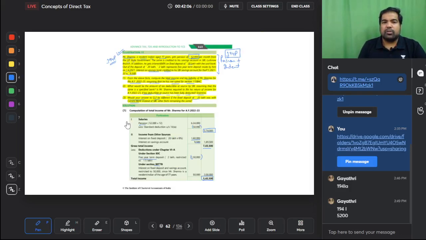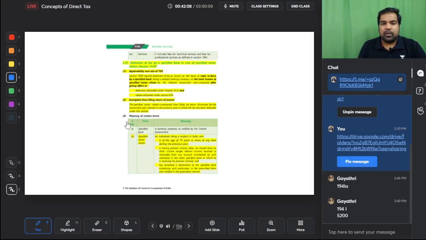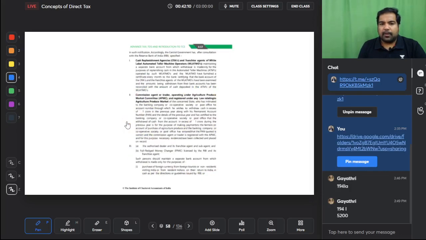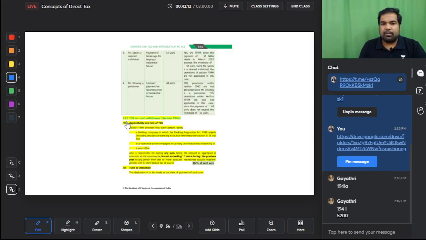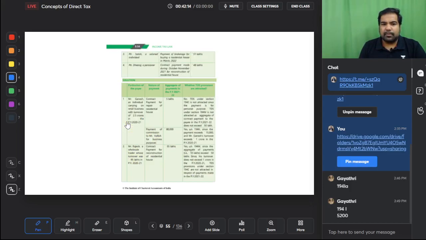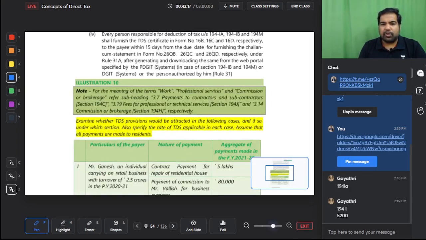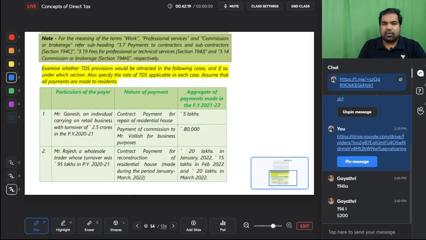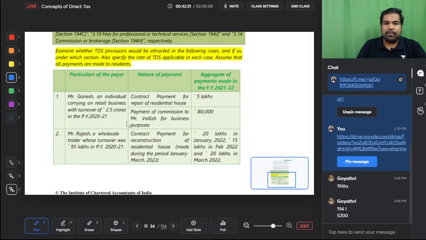Very, very good question, 194P. Going back, guys, doing questions is the key. The more you do, the better you get. Here is the question. Very interesting question on 194M. Try and see these two and then we will discuss.